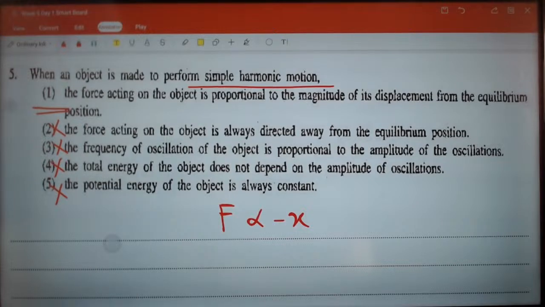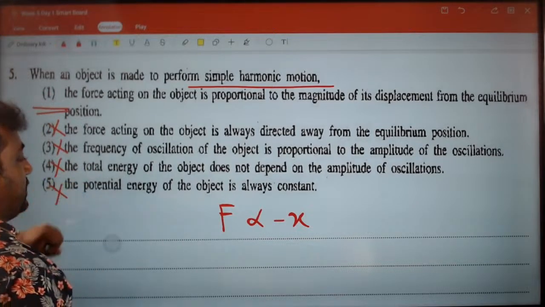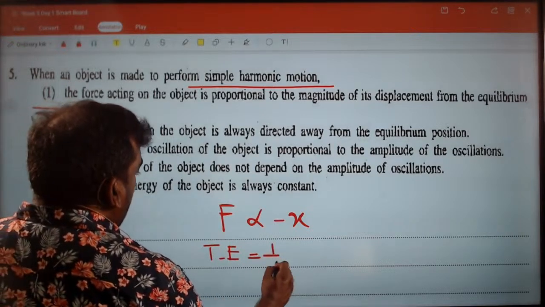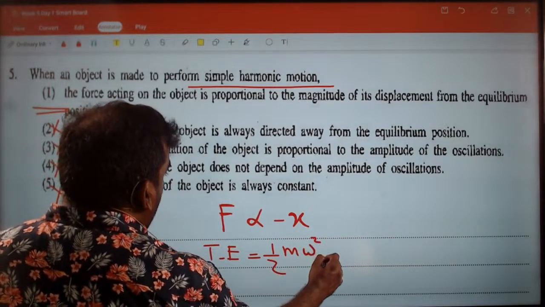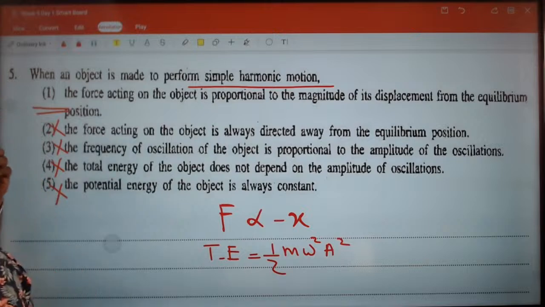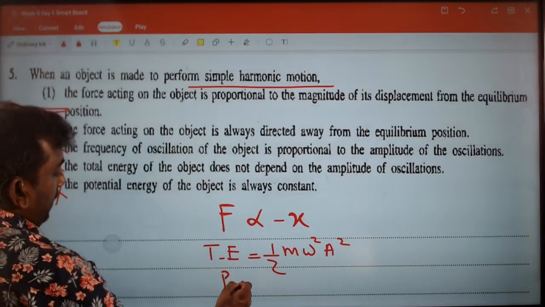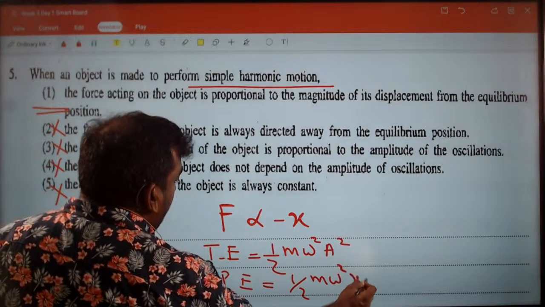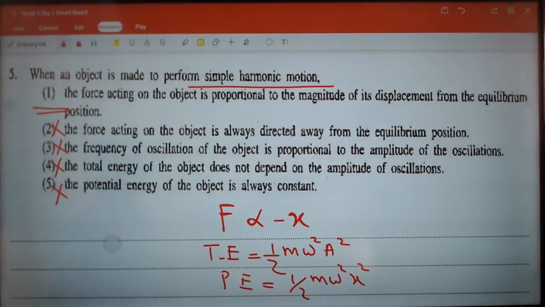Right. So if you talk about the total energy, it is equal to half m omega square a square. If you talk about the potential energy, it is equal to half m omega square x square. There you go. Okay. These are your relationships. Right. Moving on.